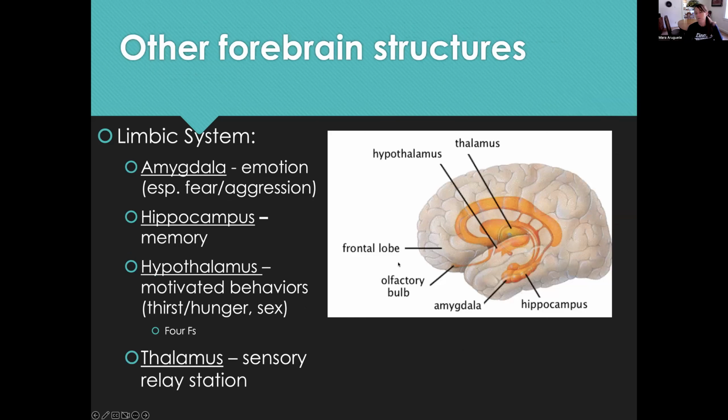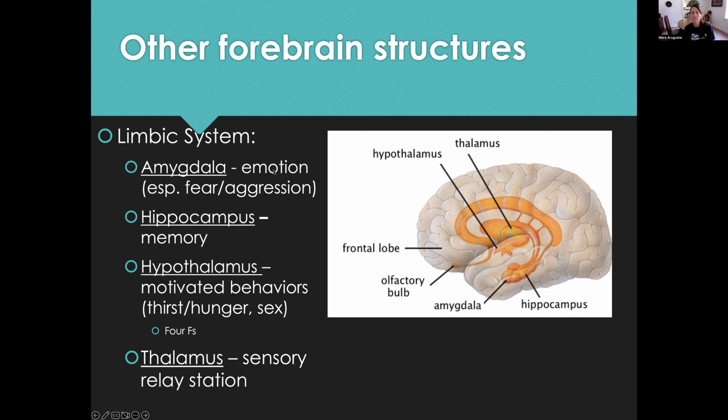Here's some other forebrain structures which are inside. So you can see that cerebral cortex on the outside, and then there are some forebrain structures that are inside underneath the lobes of the cortex. It contains the other inside forebrain structures. The interior ones are mainly about emotion and motivation. So we have an area called the limbic system that contains the amygdala, hippocampus, hypothalamus, and the thalamus. Let's go through these one at a time.